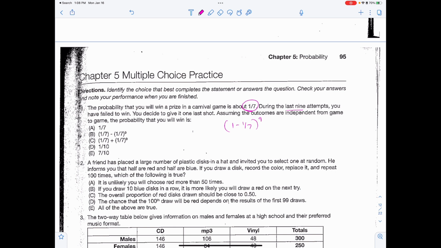You decide to give it one last shot, assuming the outcomes are independent. What's the probability that you win? If they're independent, then the next probability is just going to be 1/7, because if I won, that would be 1/7. This would be the probability of this happening these 10 times, but that's not what the question asks. The question says, what's the probability at that spot it happens? And that's the answer, 1/7.